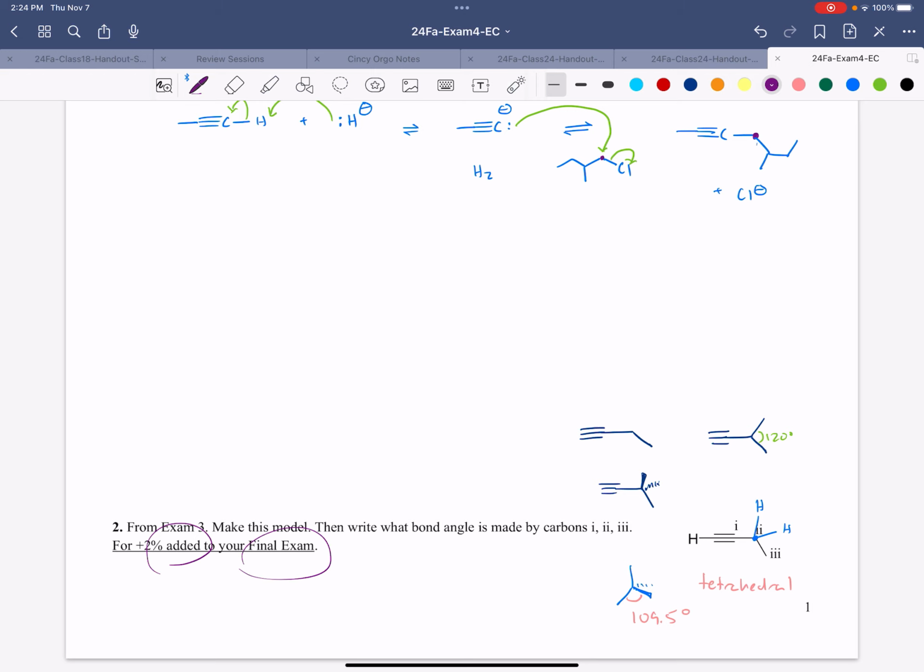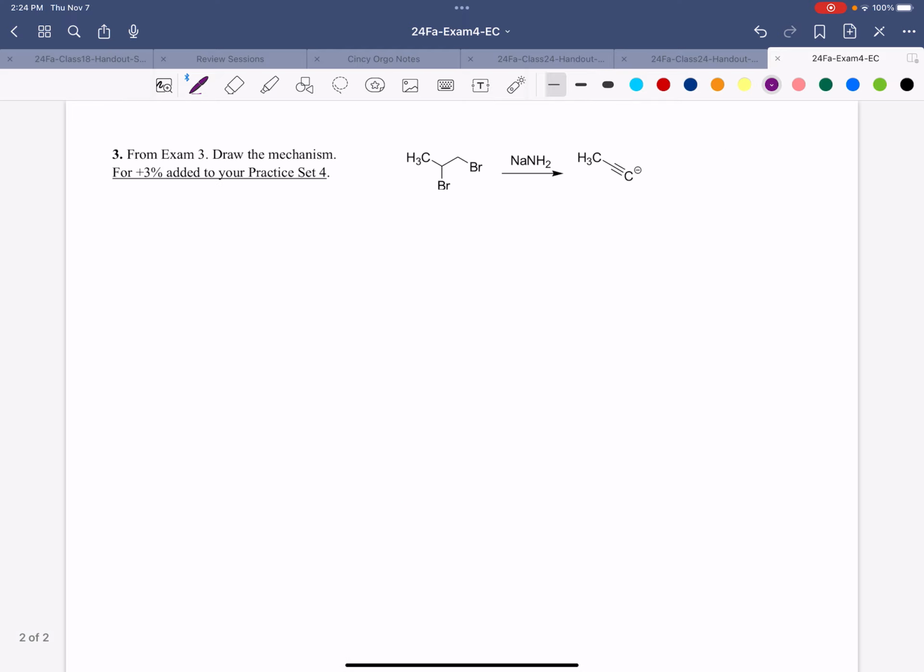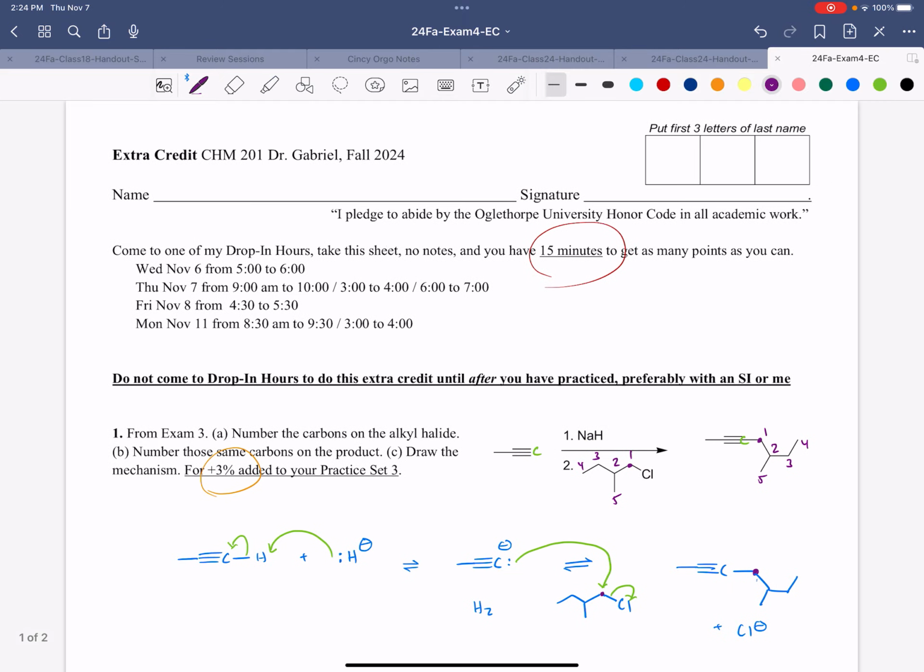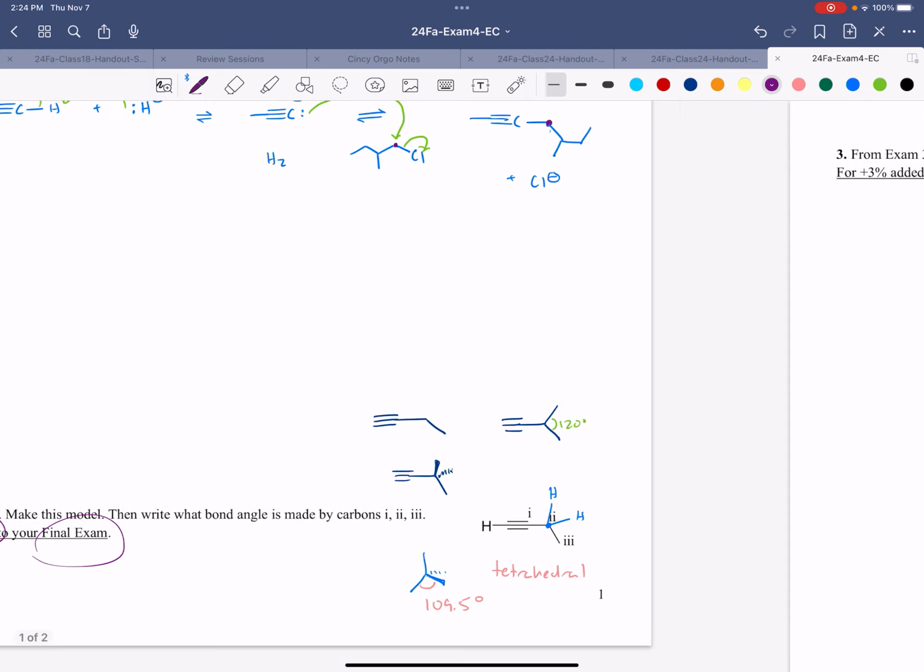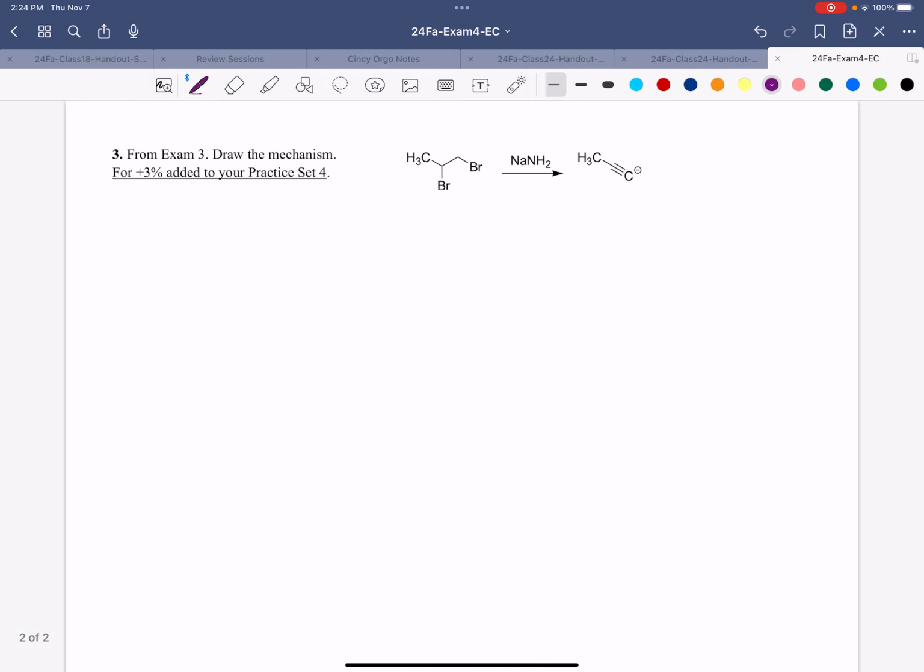We're trying to build up extra credit for the final exam, so we're not rushing at the end of the semester trying to find extra credit. If you're keeping score, this would be the 3rd and 4th extra credit point for the final exam. Our first 2 were a couple weeks ago. I can't remember the assignment, but most of you got those 2 points for your final exam a couple weeks ago. Okay, next, from exam 3, draw the mechanism.